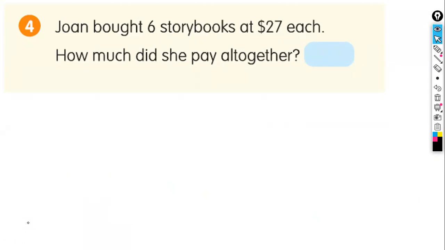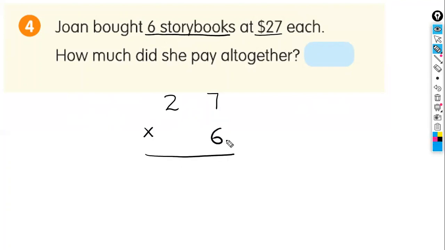So basically, what you will do, you will take how many books she bought, and you will multiply the number of books with the price of each book. So let's use the column method again. I will write 27 and multiply it with the total number of storybooks that she bought. So again, I will multiply my 6 with 7. So 6 times 7 is equal to 42.